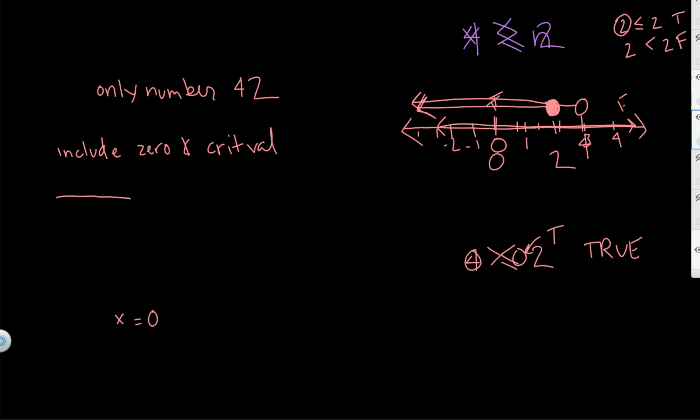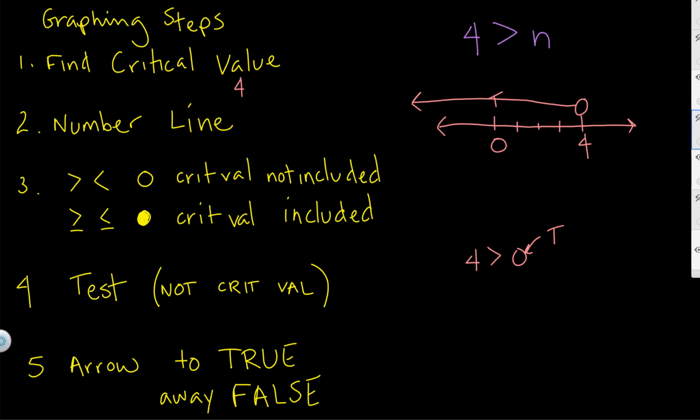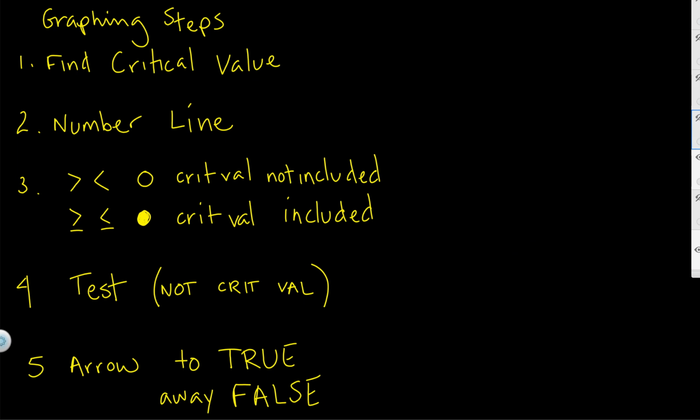Let's look at our next example. That's a mess. Let's try it this way. There we go. So P is greater than -1. Again, my critical value is going to be the only number that's there. That number is -1. I'm going to make my number line.